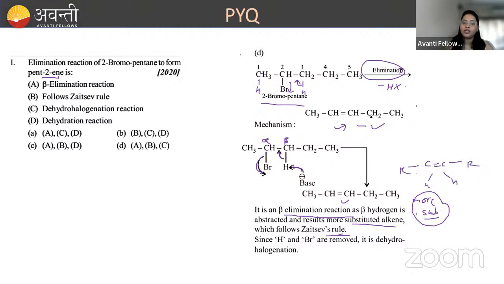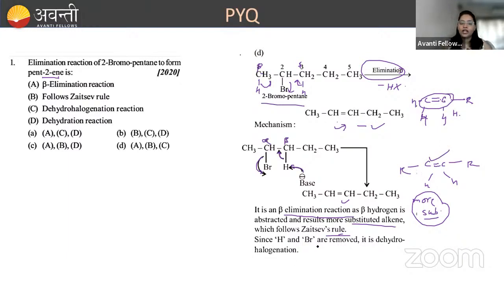Suppose this elimination had taken place from the other side. This is also a beta carbon, this is beta, this is also beta. If the elimination happened from here, what is going to form? A double bond between this carbon and this carbon, with an R group here and hydrogen and hydrogen, and here hydrogen. So this is a less substituted alkene, so this would be the Hofmann product. But right now we have got this product, so this is the Zaitsev rule.